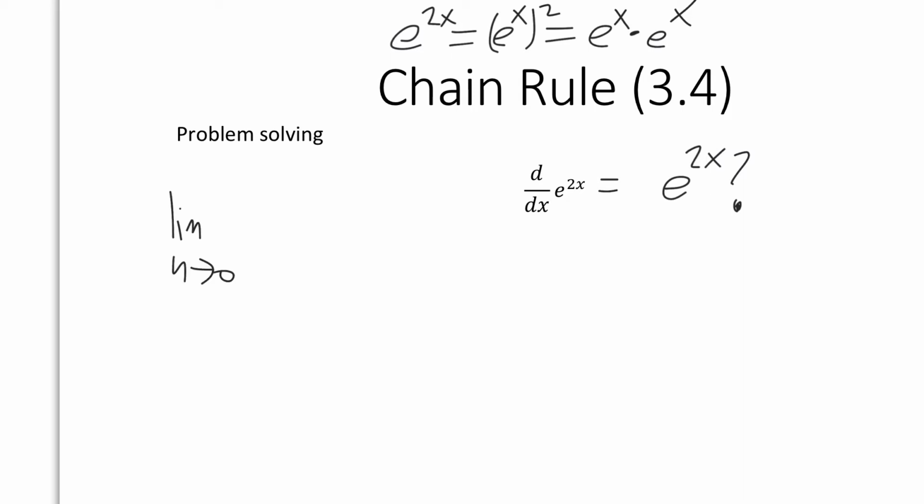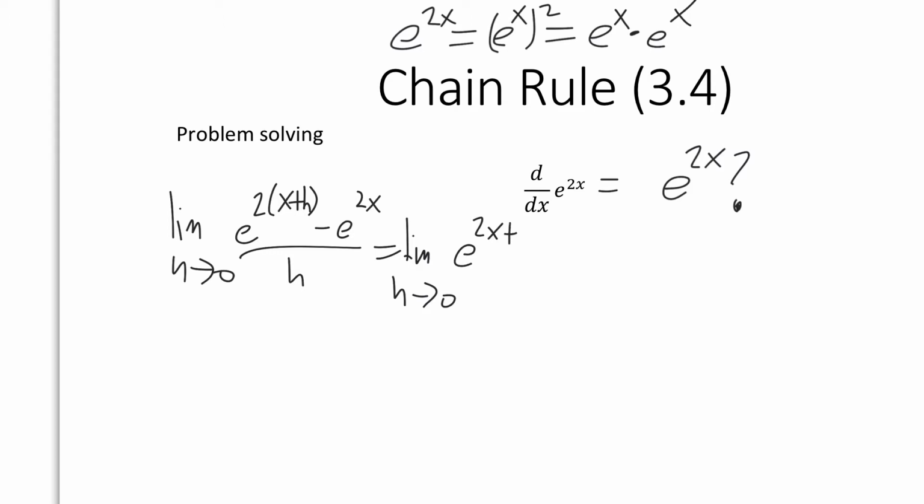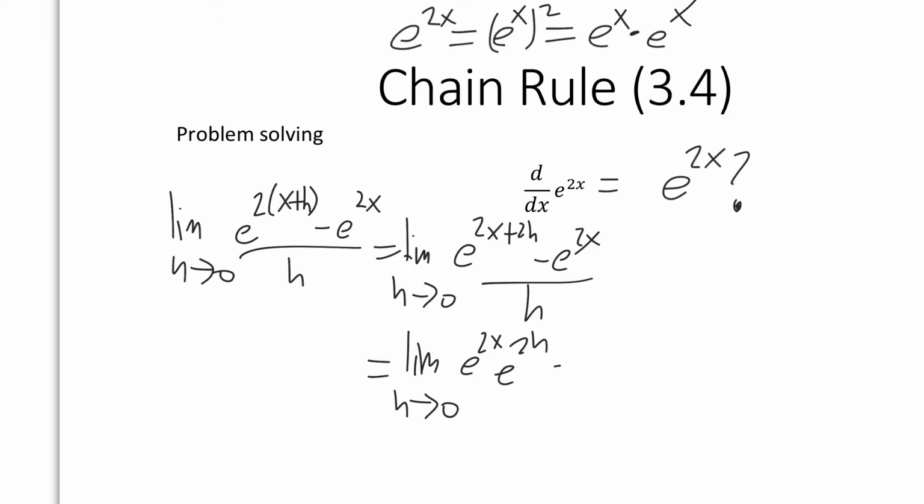The limit as h approaches 0 of e to the 2x plus h minus e to the 2x over h. So we have to expand that as e to the 2x plus 2h minus e to the 2x over h. And again, our exponent rules are definitely our friend here. We can write this as e to the 2x times e to the 2h minus e to the 2x. Remember, when you have the same base, you add the powers. So if you were adding the powers, you could split it up as multiplication with the same base.